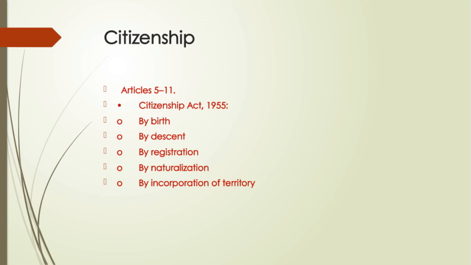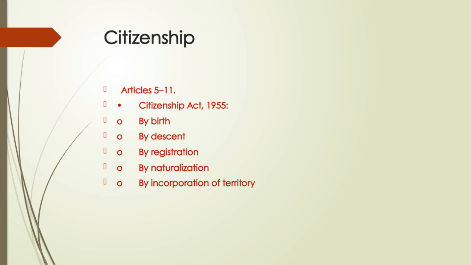Starting with the Citizenship Act of 1955, it lays out the different ways a person can acquire Indian citizenship. First, citizenship by birth means that if someone is born in India, they are automatically a citizen, provided certain conditions are met. Next, citizenship by descent applies if a person is born outside India, but has at least one parent who was a citizen at the time of their birth. Then, we have citizenship by registration, which is typically granted to certain categories of people, such as residents who have lived in India for a specified period or those with Indian heritage.